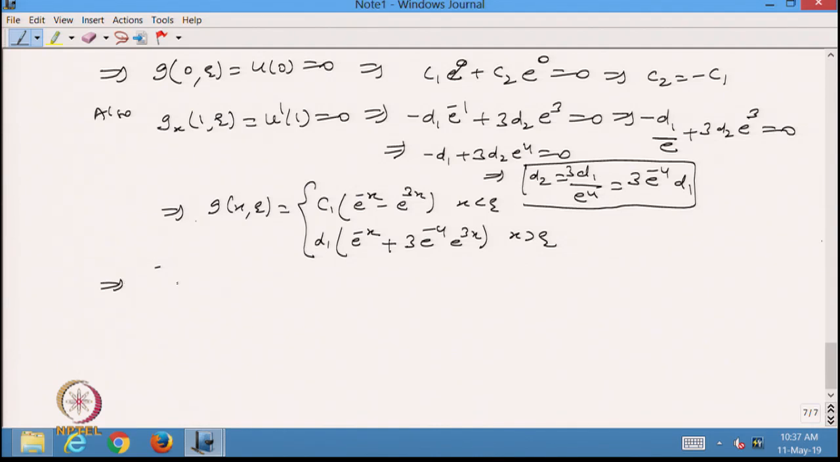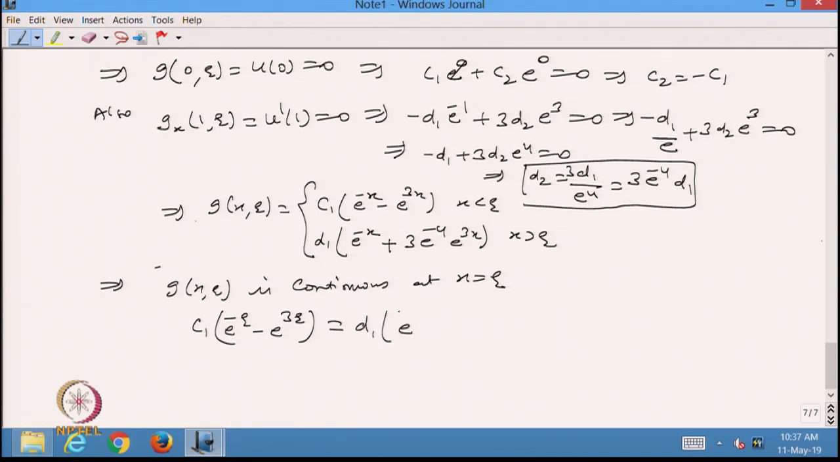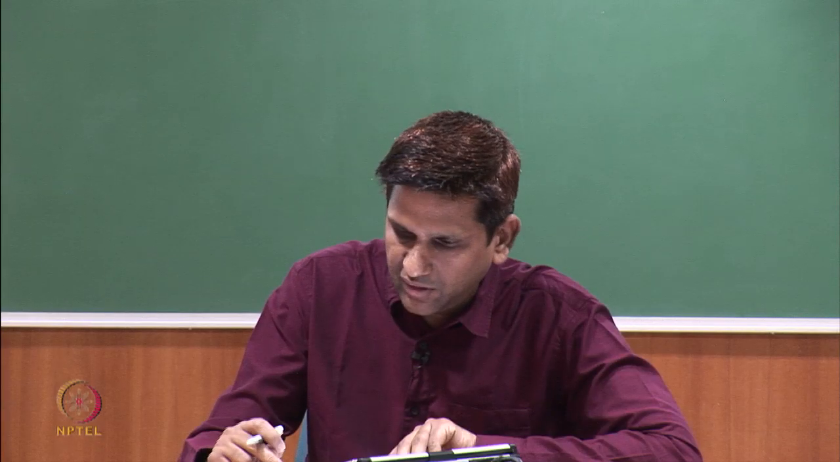The first thing is that the green function g is continuous at x equal to xi. So, from here I can write down that C1 e minus xi minus e 3 xi, this is equal to d1 e minus xi plus 3 e 3 xi minus 4. So, this one we can find out. So, this I can take as equation number 1.